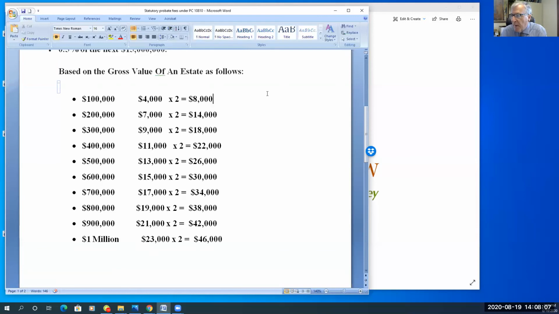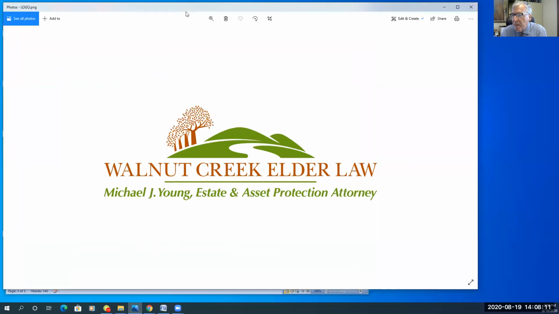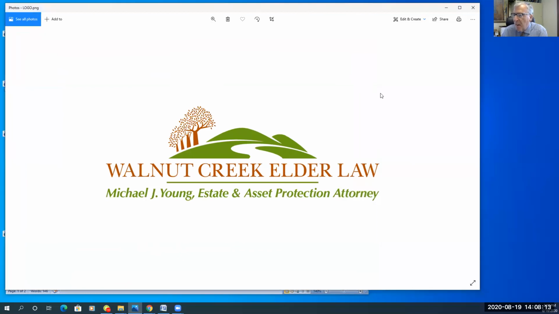So that is basically how we determine probate fees and costs in escrow. Probate fees and costs are reimbursed at the end of the case, and the attorney and the executor get paid at the end of the case only by court order.